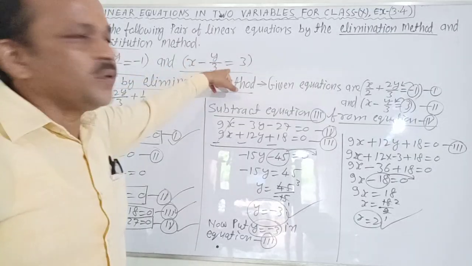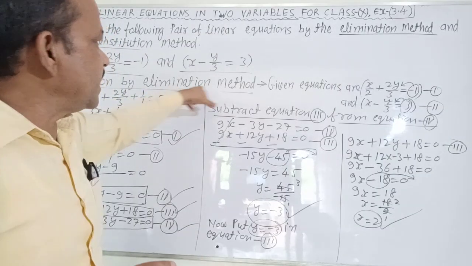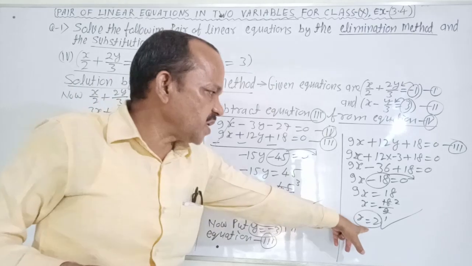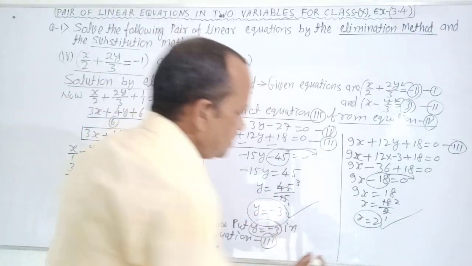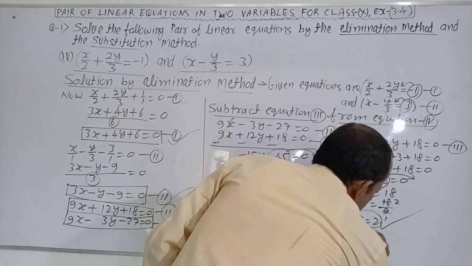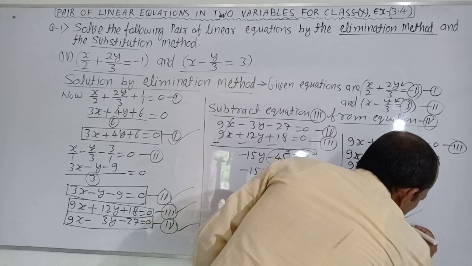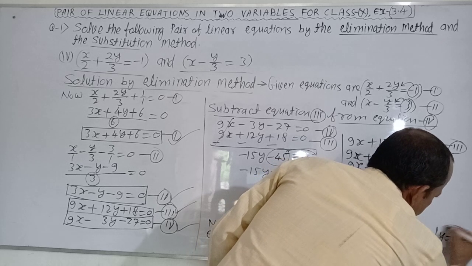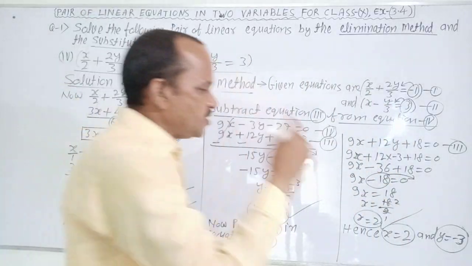equation first and equation second by elimination method. Here solution by elimination method, and you find the value of x equal to 2, value of y equal to minus 3. Clear? Hence x equal to 2 and y equal to minus 3. It is your answer.